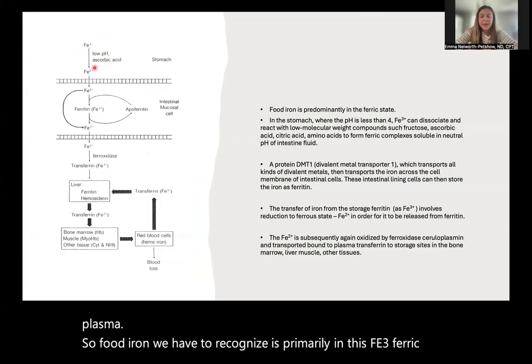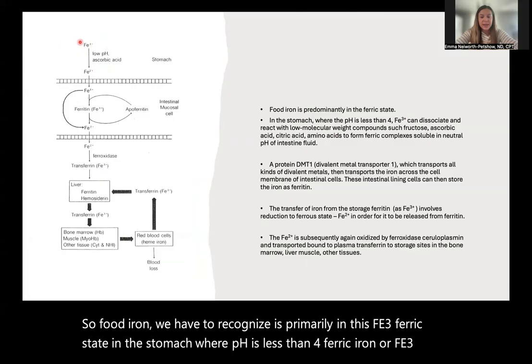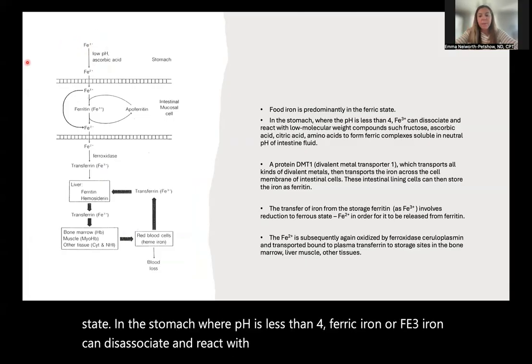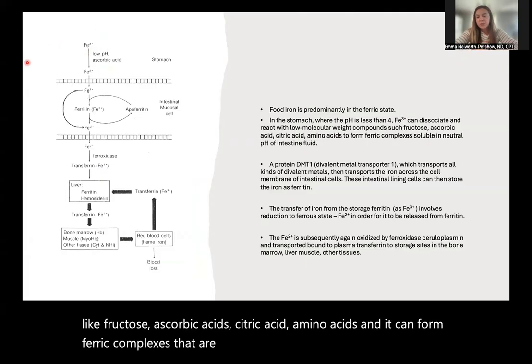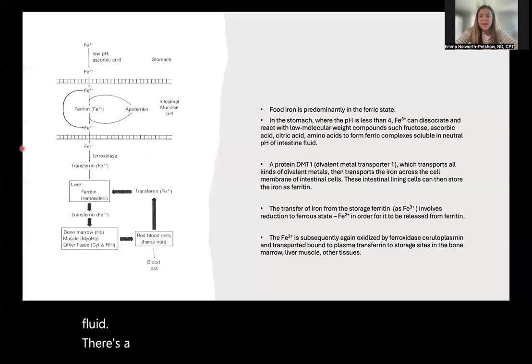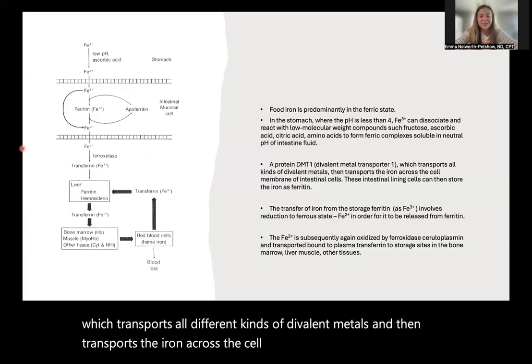In the stomach, where pH is less than 4, ferric iron or Fe3 iron can dissociate and react with low molecular weight compounds like fructose, ascorbic acid, citric acid, amino acids, and it can form ferric complexes that are soluble in the neutral pH of our intestinal fluid. There's a protein, DMT1, which is divalent metal transporter 1, which transports all different kinds of divalent metals and then transports the iron across the cell membrane of our intestinal cells.